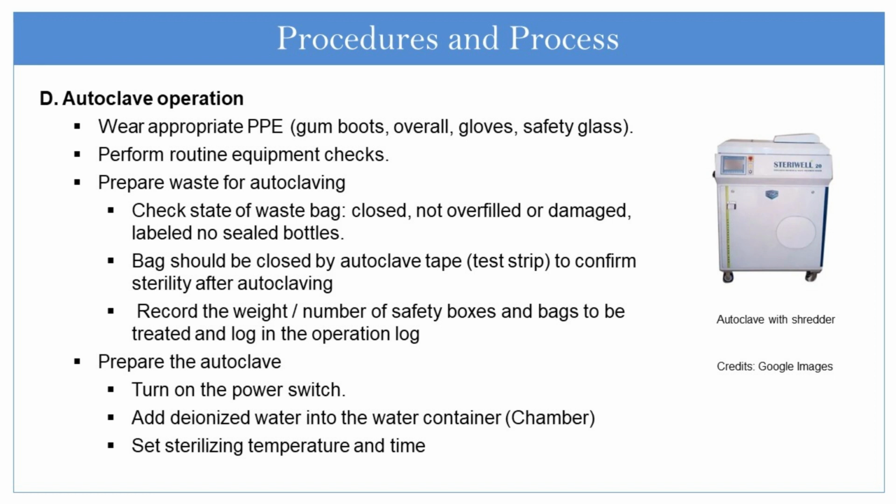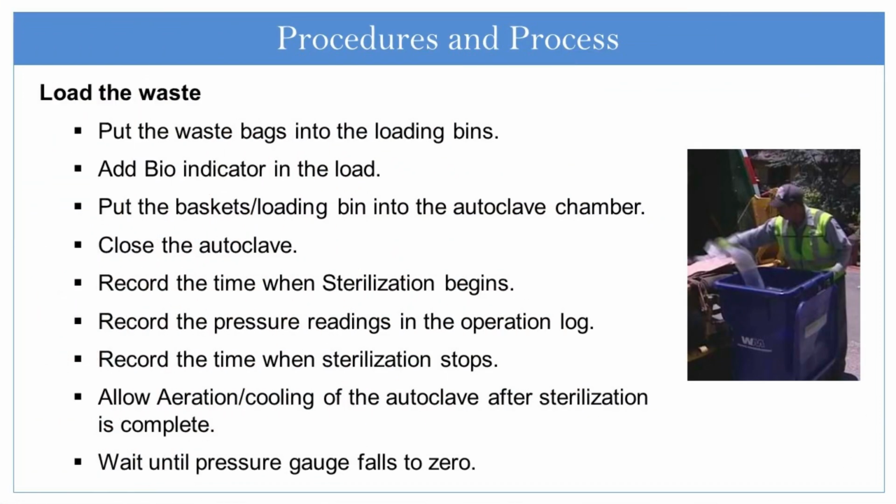Prepare the autoclave: turn the power switch on. Add deionized water into the water container or the chamber and set the sterilizing temperature and the time. After that, the waste is loaded. Bags are put into the loading bins. Add a bioindicator in the load. Put the basket loading bin into the autoclave chamber. Close the autoclave, record the time when the sterilization begins, record the pressure in the operation log, record the time when the sterilization stops, and allow aeration and cooling of the autoclave after sterilization is complete.